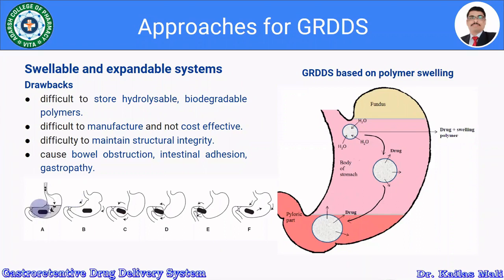So look, again there is one more figure. So look at this figure. You will understand how it is going to be retained in the stomach for a long time period.